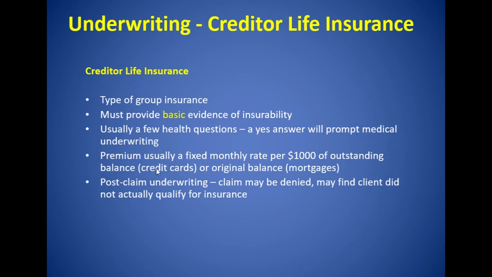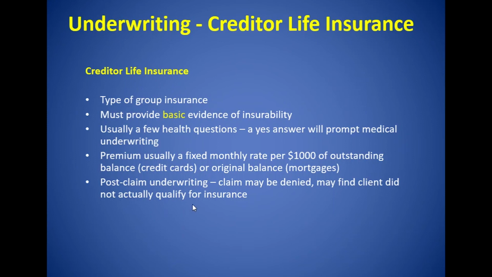One of the key issues and challenges with creditor life insurance is that because they just ask a few health questions up front, there is usually more significant post-claim underwriting. At the time of a claim, the claims examiner is going to ask for potentially a lot more information than simply the death certificate. They're going to do more investigation, and they might find, in fact, that you actually didn't qualify for the insurance at the beginning.